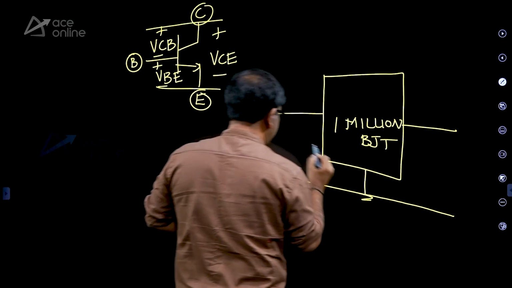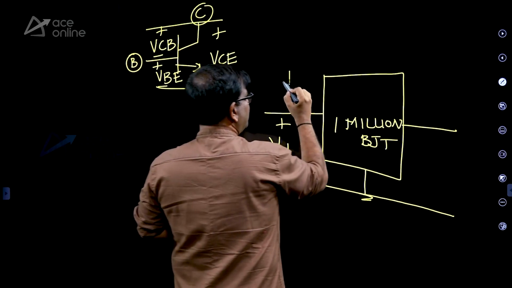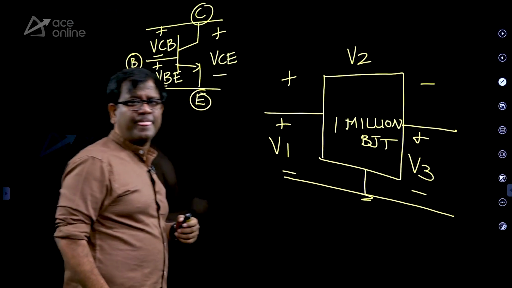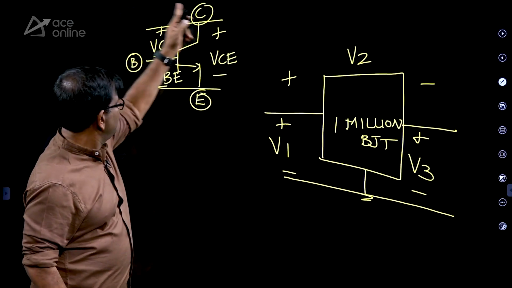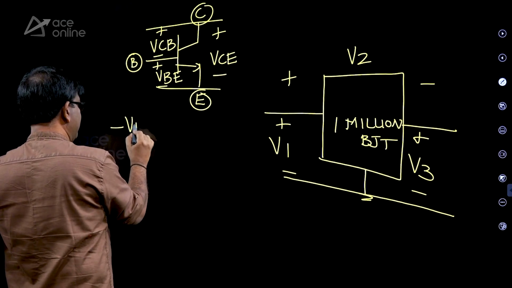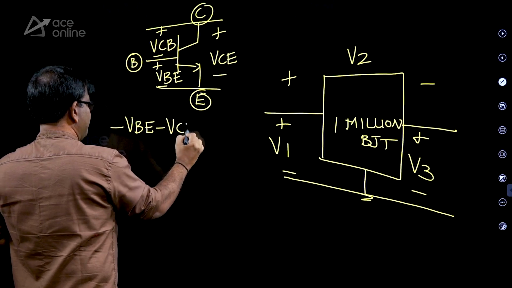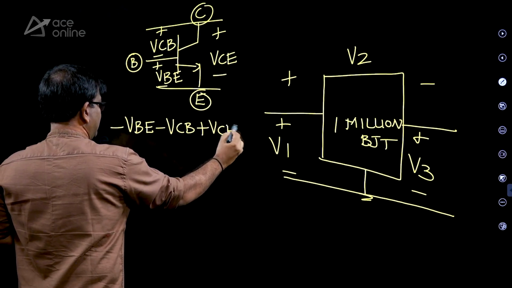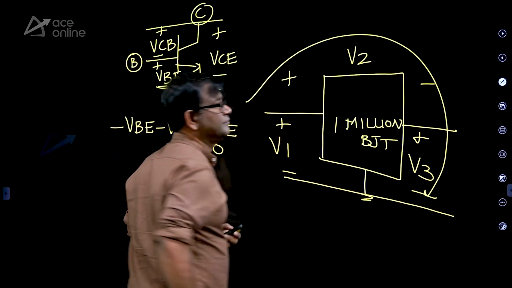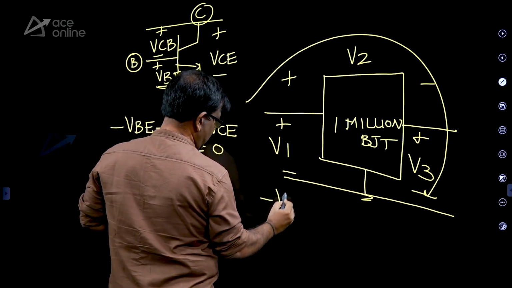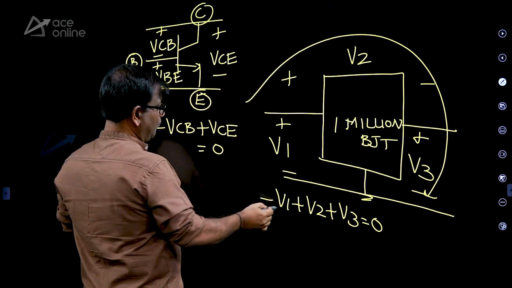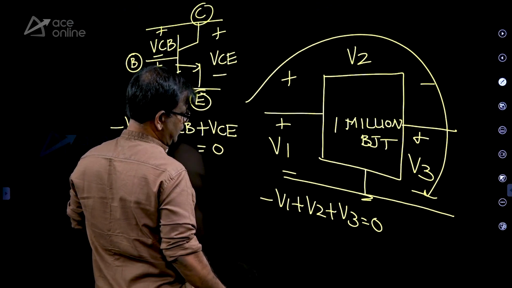If you have a million BJTs, so you can have V1 here, so you can have V2 here, so you can have V3 here, right? So you can go clockwise or anti-clockwise, the answer is not going to change. So you can say minus VB minus VCB plus VC equal to 0. So you can go like this for a million transistors, and you can say minus V1 plus V2 plus V3 is 0.